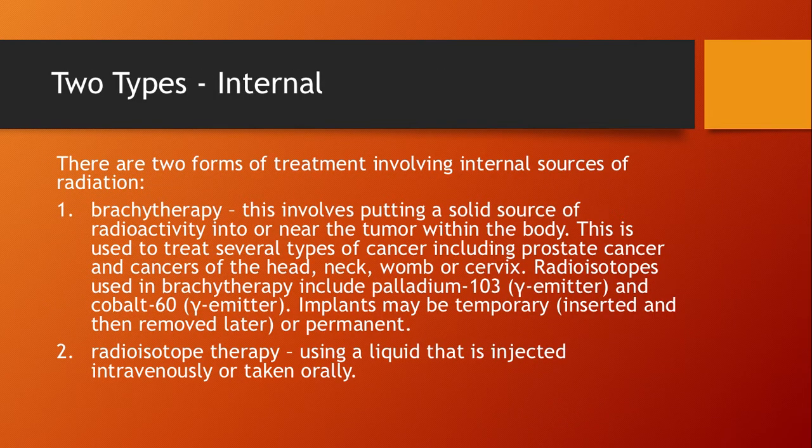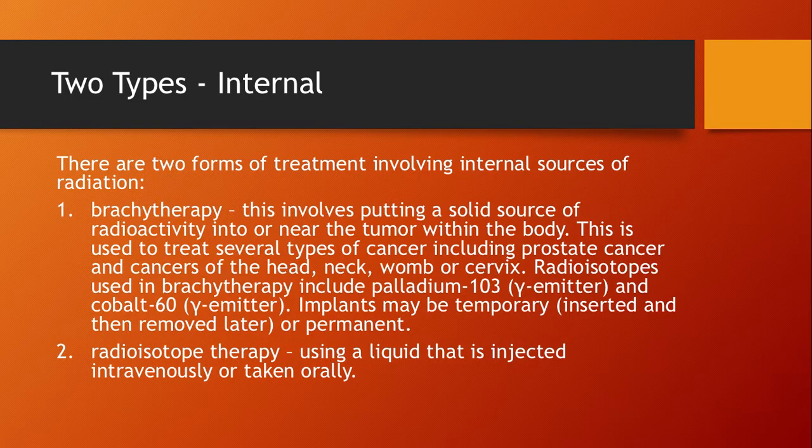So those were all examples of external therapy, where the source of the radiation comes from outside the body. But we can also look at internal sources, and there are two that we're going to be looking at here. So we have brachytherapy. This involves putting a solid source of radioactivity into or near the tumor within the body. This is used to treat several types of cancer, including prostate cancer and cancers of the head, neck, womb, or cervix. Radioisotopes used in this therapy include polonium-103, which is a gamma emitter, as well as cobalt-60, another gamma emitter.